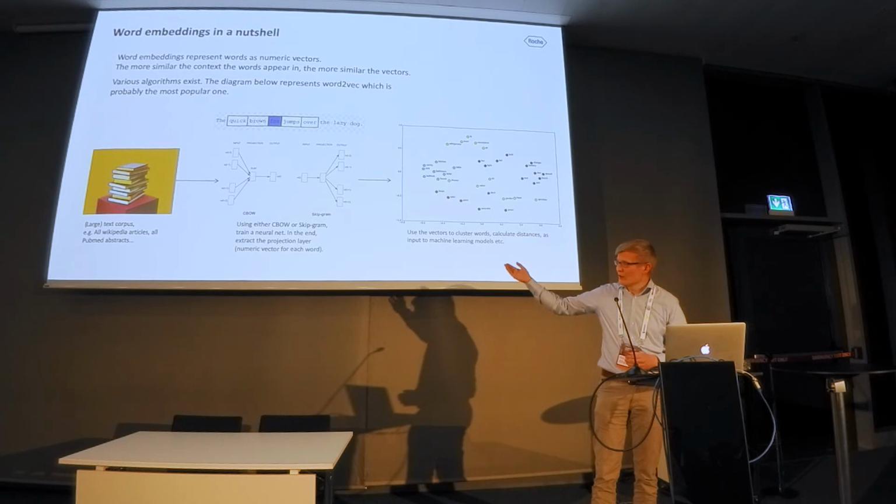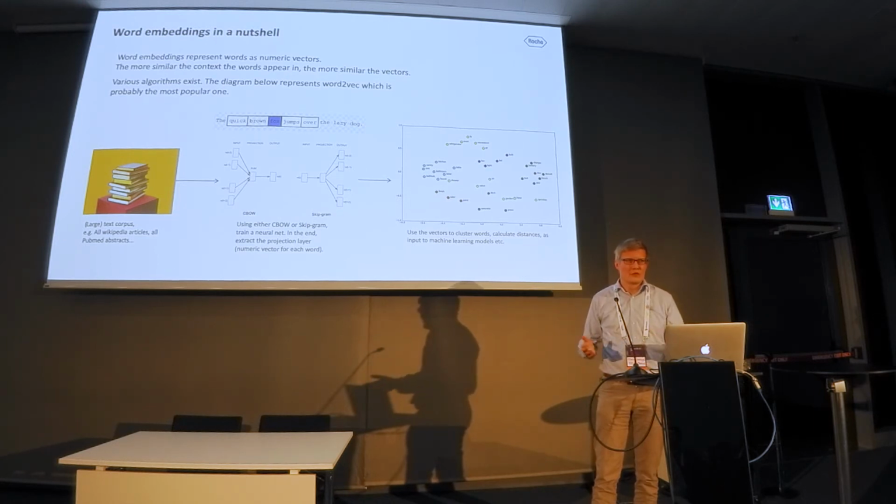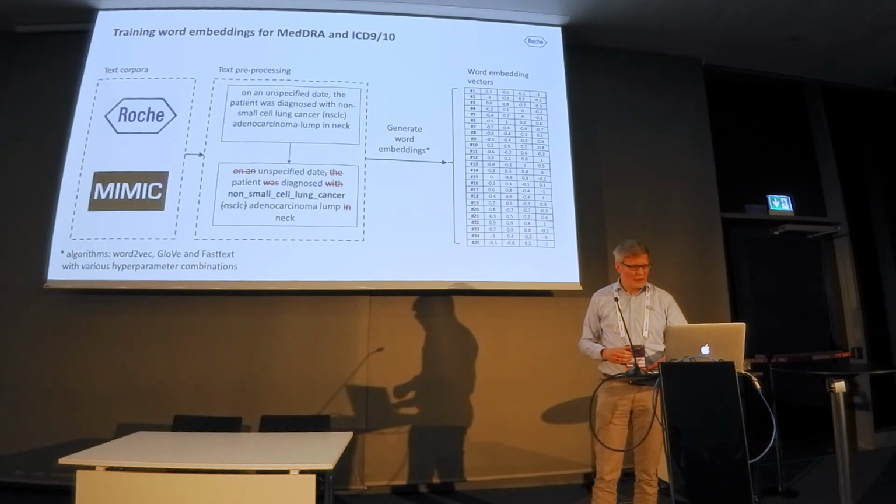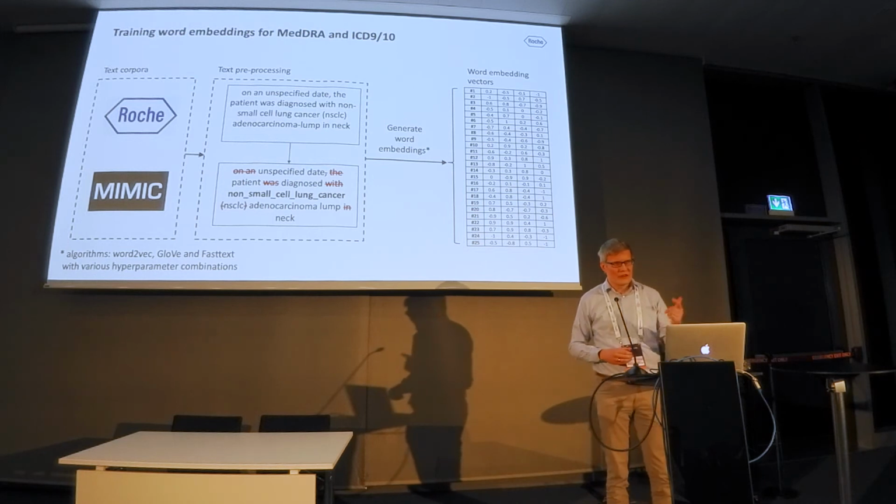And once you have these descriptors generated, you can do different things. You can use them as an input for machine learning. You can calculate distances between two words. And if those two words have the same context, same meaning, they should appear very close in space. So for my work, I took two text corpora.